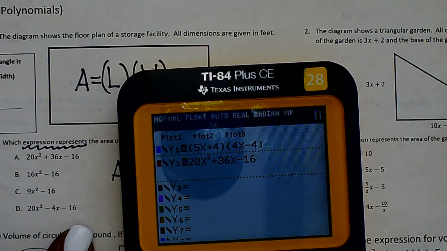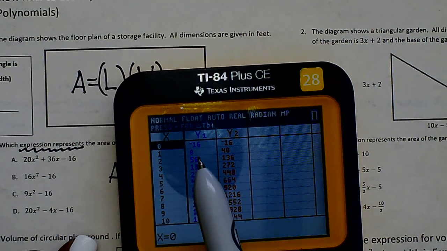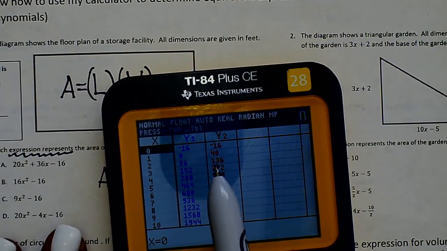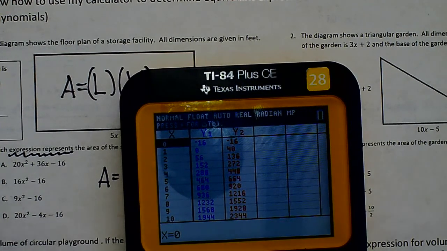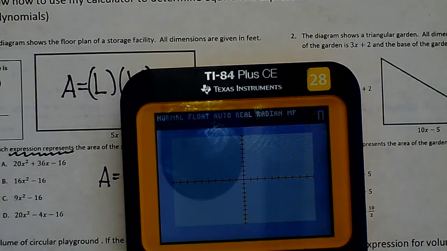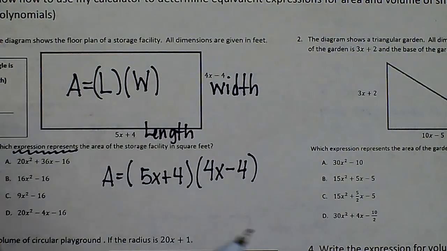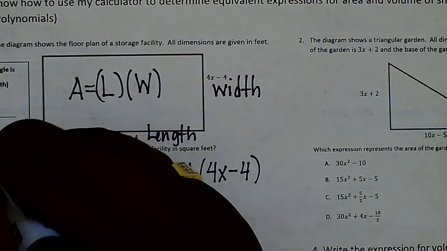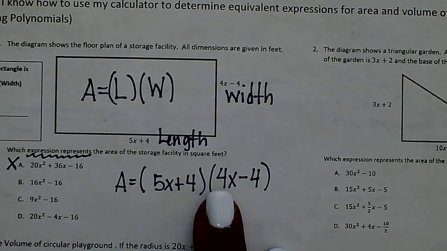Now we're going to press second graph to see if the values are the same. The first values are the same, negative 16, negative 16. Then it says 0, 40, 56, 136. These are not identical. If you make a graph, you can also see that these are different graphs. So these two expressions are not the same. So this A does not match this quantity.